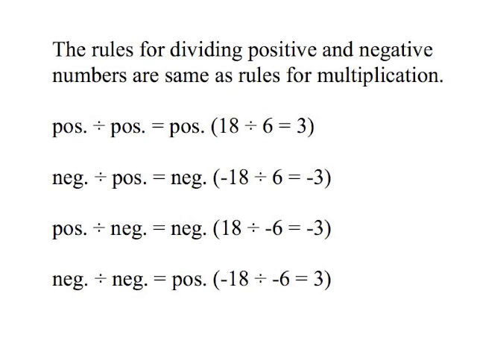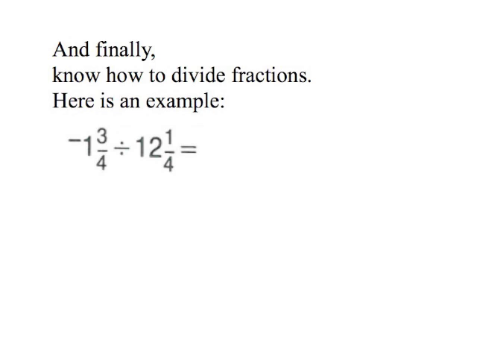The rules for dividing positive and negative numbers are the same as rules for multiplication. Positive divided by positive is positive. Negative divided by positive is negative. Positive divided by negative is negative. And finally, a negative divided by another negative equals a positive. And you'll need to know that to do this final problem for this quiz, division of fractions.